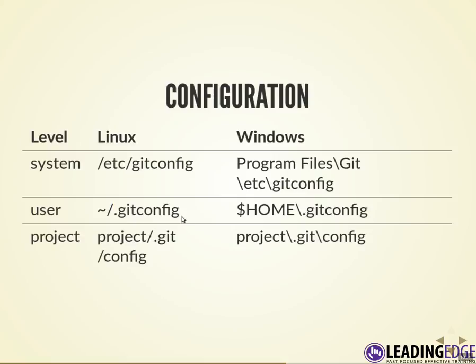Then if we have configuration that we need to set up for a specific project only, that'll be covered in the config file of the specific project. So it will be the project name, then the .git folder, which is a hidden folder, and then the config file within that folder. Remember, the .git folder is where the repository is actually stored for a particular project.